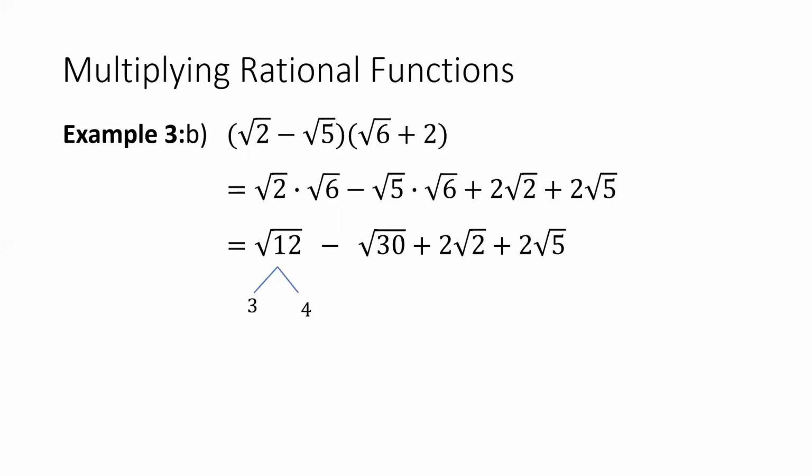And so root 12, I can make a factor tree. 3 times 4 gets me 12, and 2 times 2 gets me 4. So I have a pair of 2s and a remainder of 3. So my first thing will simplify down to become 2 root 3. Now, on root 30, I'm going to make another factor tree. 3 times 10, and then 2 times 5.